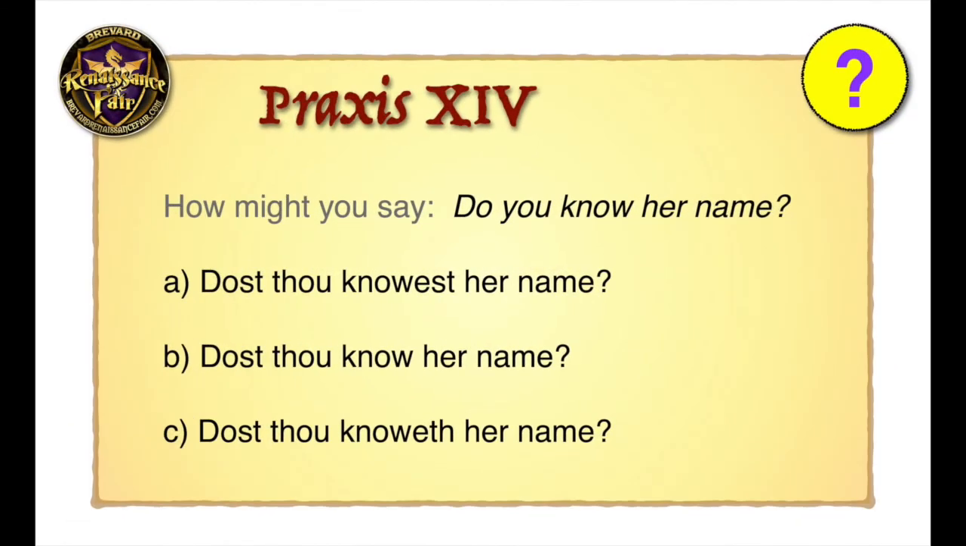How might you say, do you know her name? A. Dost thou knowest her name? B. Dost thou know her name? C. Dost thou knoweth her name?